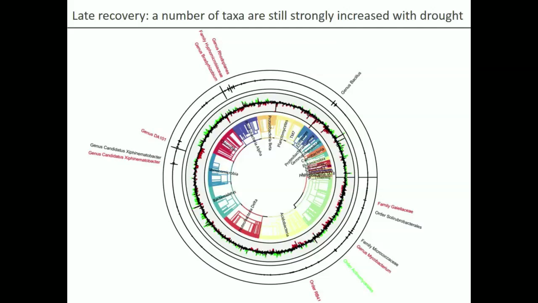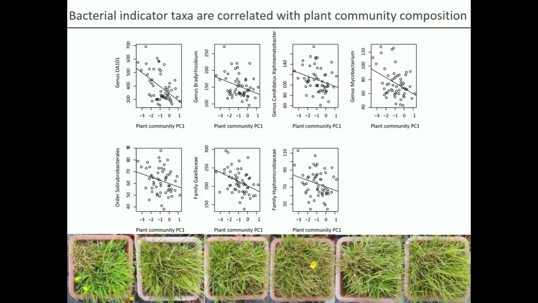And so interestingly, these indicator taxa, 2 months after ending the drought, are all correlated to plant community composition. So all to a varying degree, obviously these R-squares are not very strong, but they're all significantly correlated to plant community composition 2 months after ending the drought, which suggests that this might actually be changes in the plant community driving these changes in bacterial community composition.